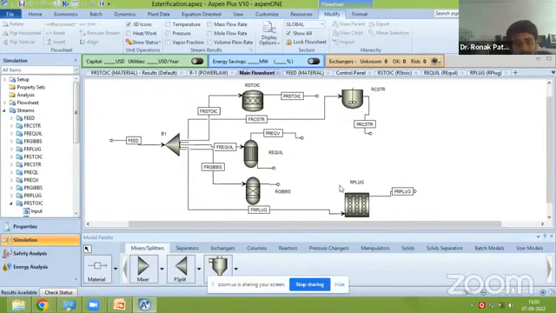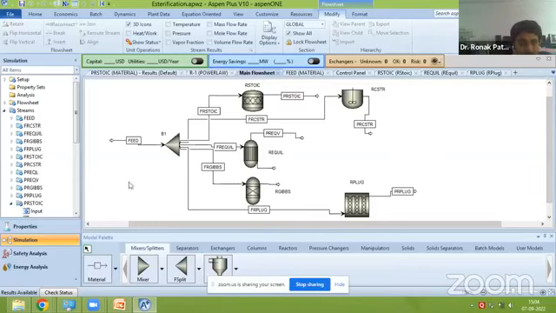Afterwards, it asks for the next step, which is the property package I need to select to evaluate all the properties, because in order to simulate everything, it requires various properties such as specific gravity, density, viscosity, and so on. It will calculate all these parameters based on a certain property package. So I have selected the Peng-Robinson property package, because it is most convenient for this particular kind of system.